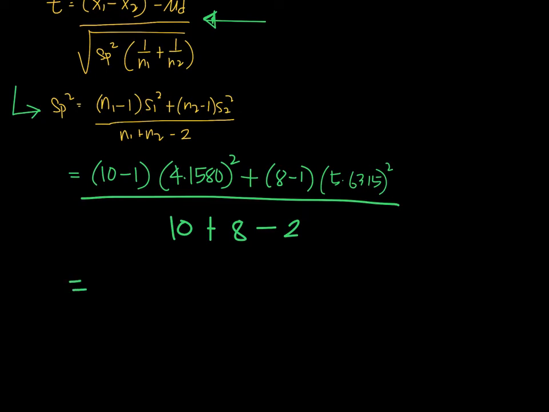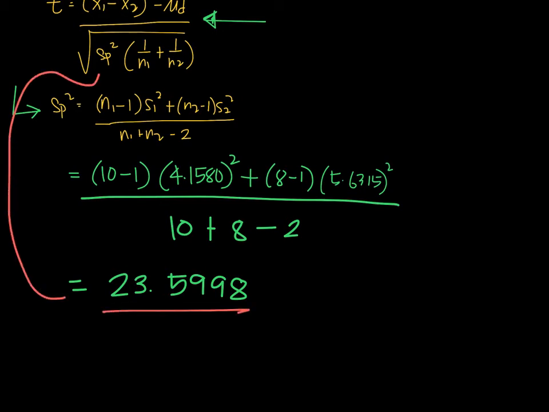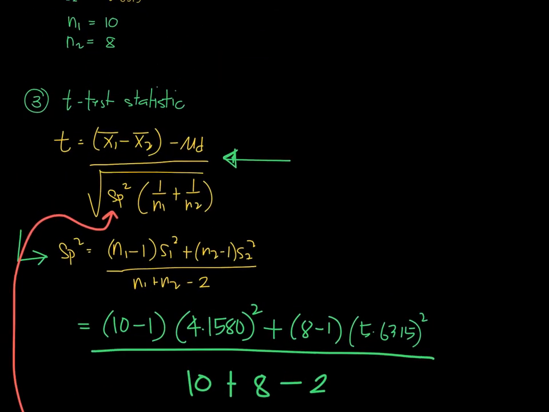So this is now equal to, so let's compute. So my computation shows 23.5998, again up to 4 decimal places. So this value is the one that you have to put inside. So this number should go here. Okay, so let's compute for the t.